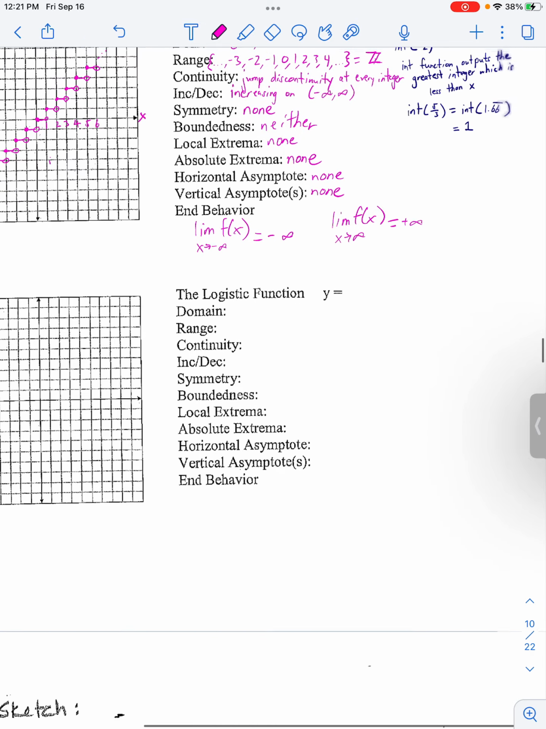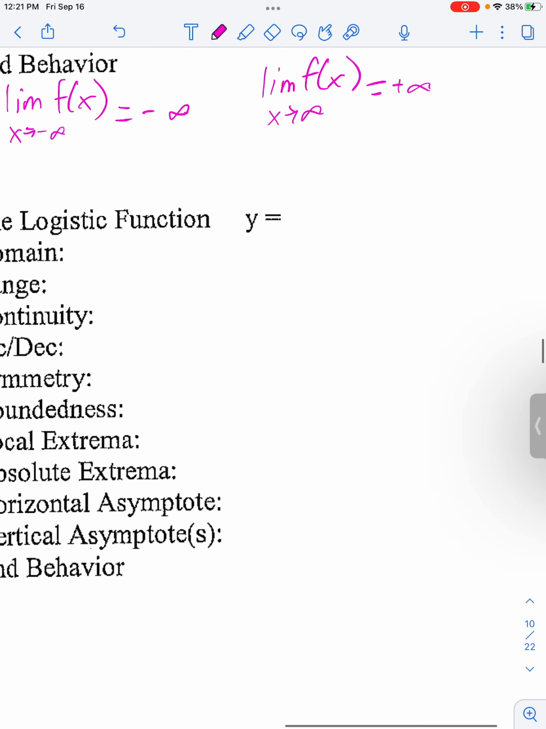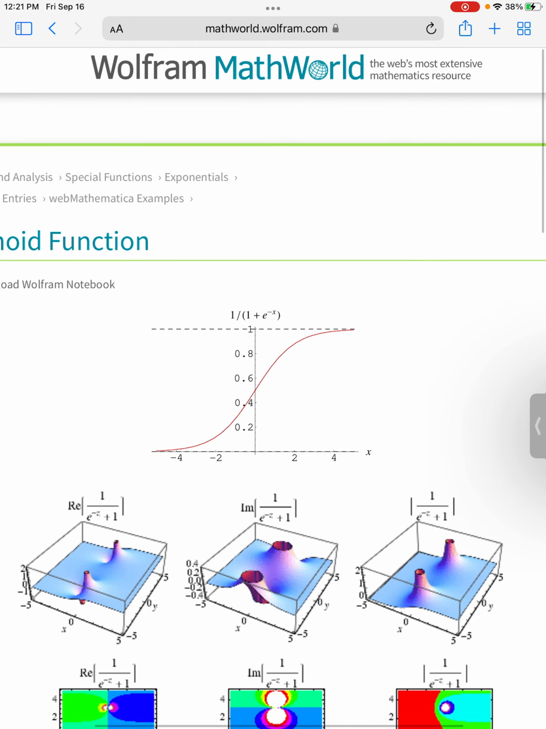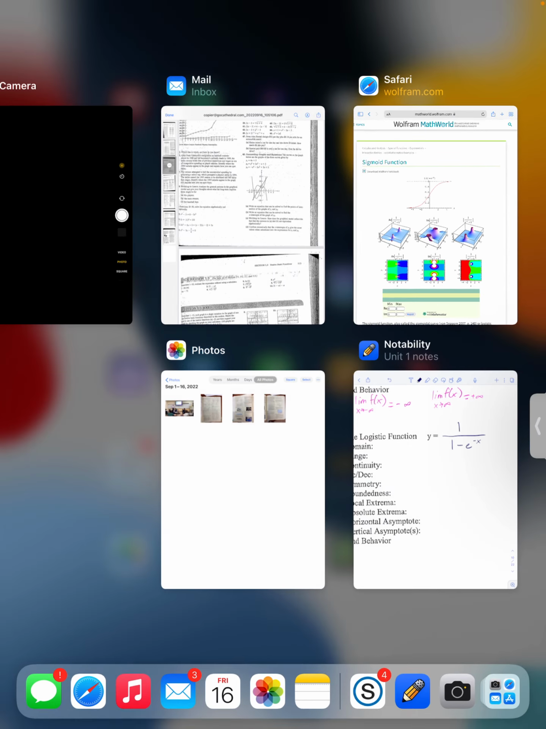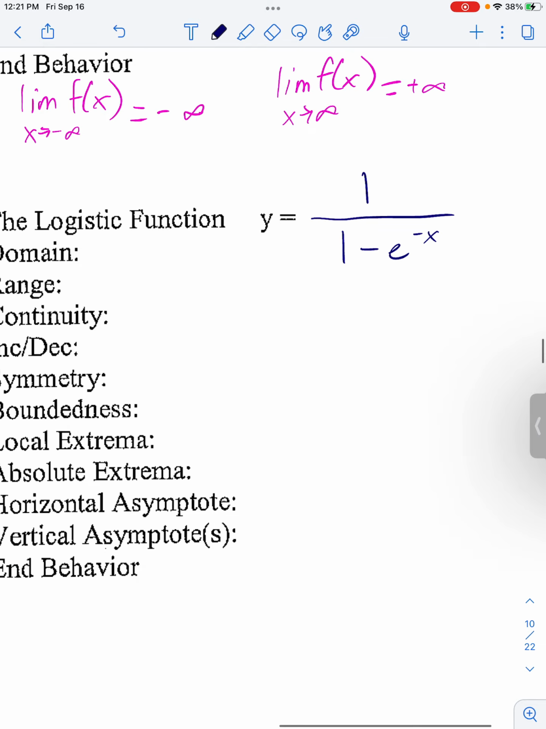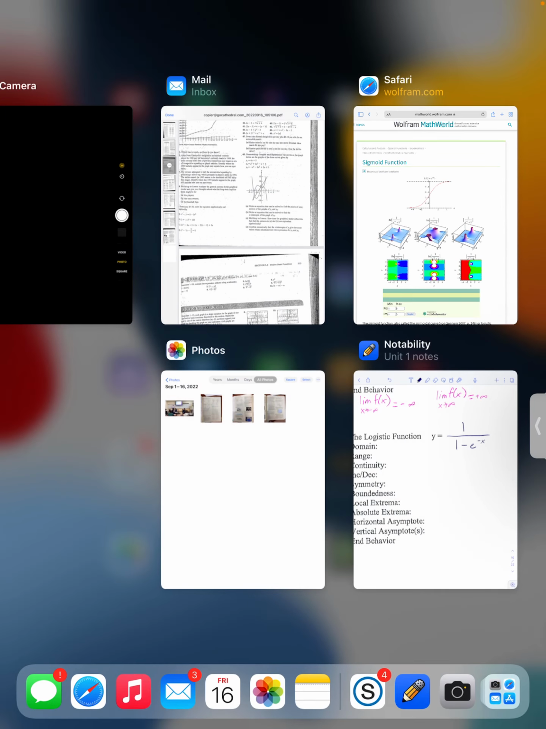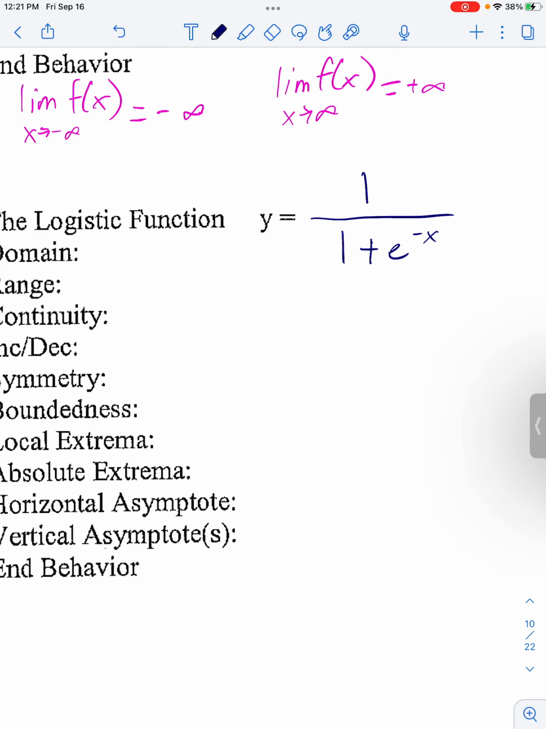Next function is the logistic function, okay? This is y equals 1 over, it's going to be 1 minus e to the negative x, I believe. Let me double check that. Let me triple check. Oh, it's a plus. Sweet. It's 1 all over 1 plus e to the negative x.